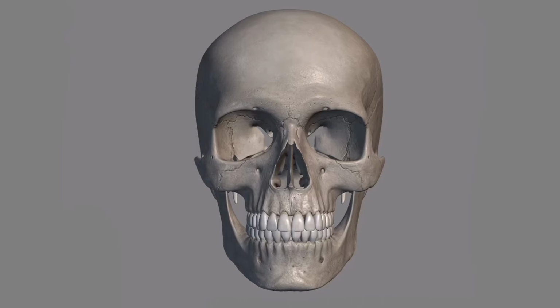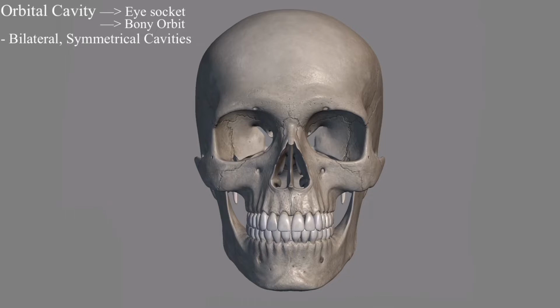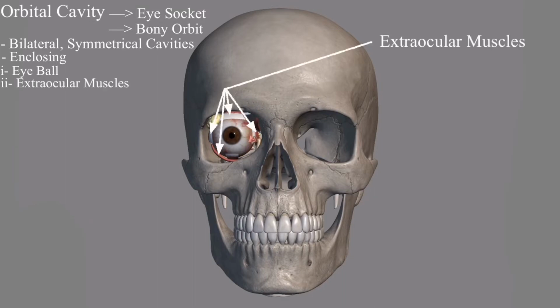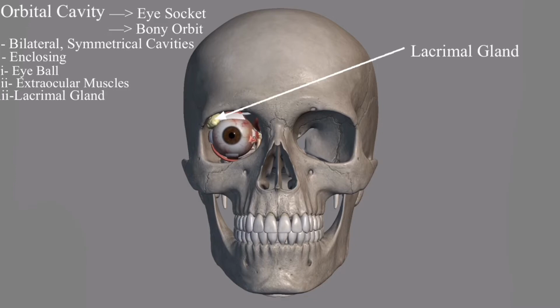In this video, I will discuss the bony framework of the orbital cavity. The orbital cavity, also called the eye sockets or bony orbits, are bilateral symmetrical cavities in the head. They enclose the eyeball and its associated structures such as the extraocular muscles, lacrimal gland, etc.